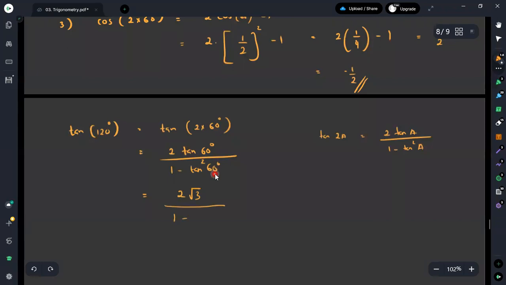Then it is equal to 1 minus tan squared, where root 3 squared has to be used. Then 2 times root 3 is used here, and 1 minus root 3 squared, which is 1 minus 3, is minus 2. In this case, 2 root 3 over minus 2 gives minus root 3. Therefore, using the double angle formula, you are getting the tangent of 120 degrees, which is equal to minus root 3.